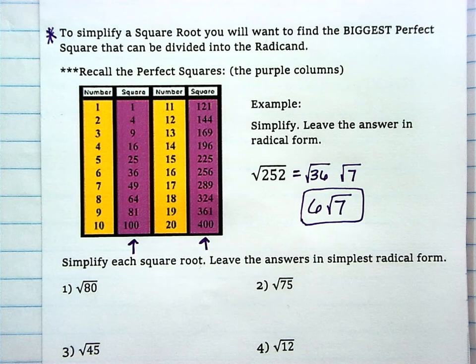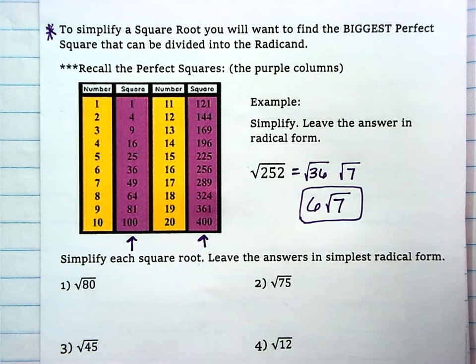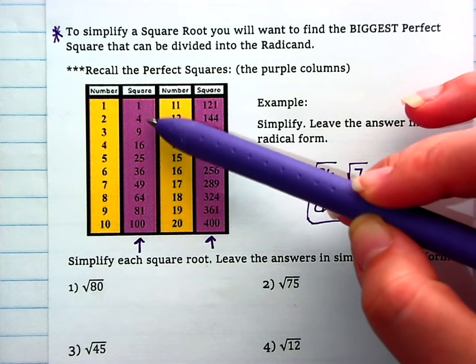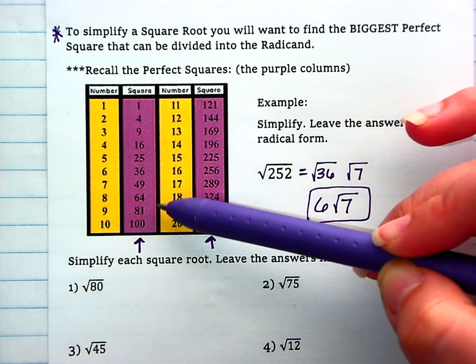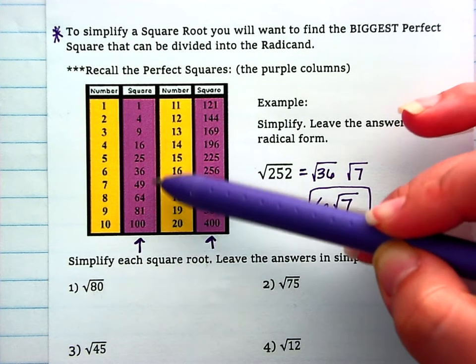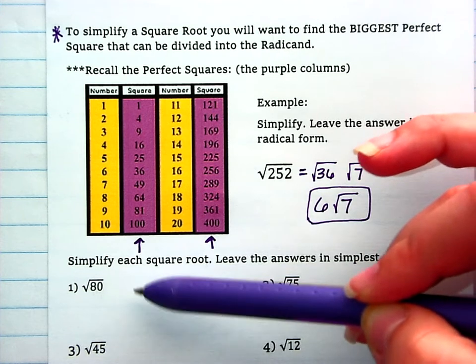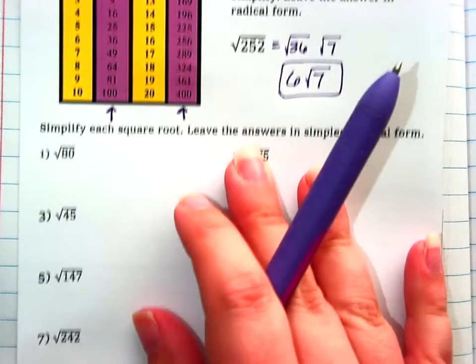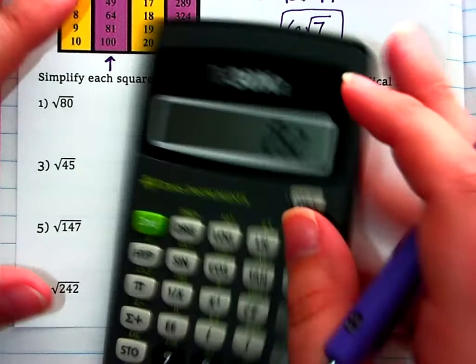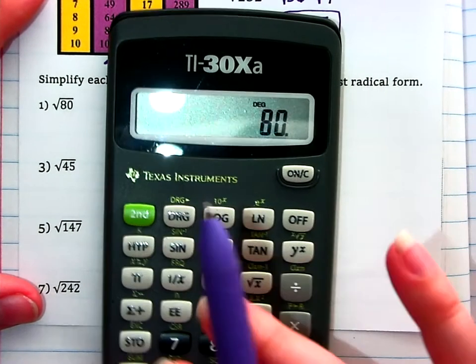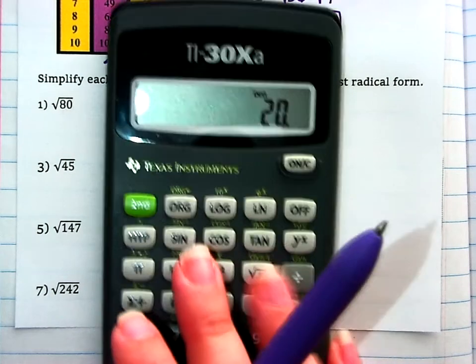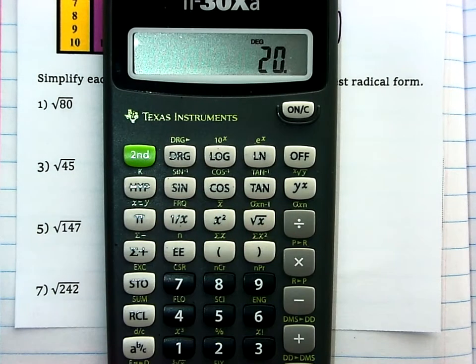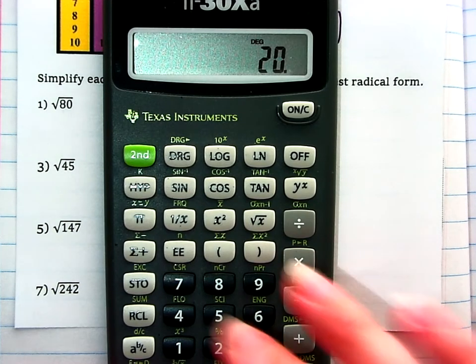Okay, I'm going to do the odds and you guys will do the evens, so don't freak out if you're not understanding it. All we're doing is dividing by these perfect squares, finding the biggest perfect square that will divide into these numbers. So let's try 80. 80 divided by 4 gives us 20.